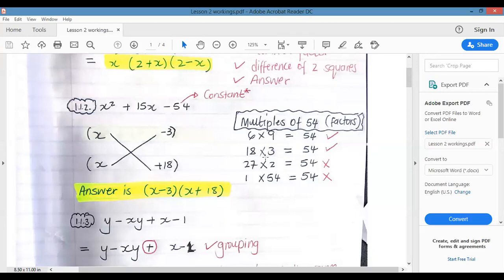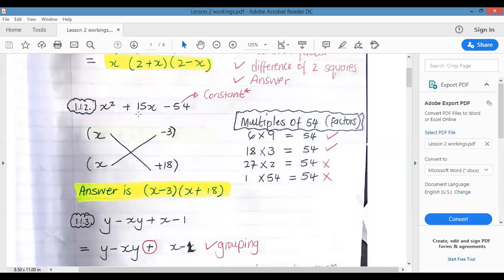Remember the bigger number must take the sign of the middle term. What is the bigger number? The bigger number is 18. So 18, definitely sure, it must take the sign of the middle term. The sign of the middle term is positive. Does it make sense? So now you're going to say x multiplied by 18, that's 18x, minus 3x.